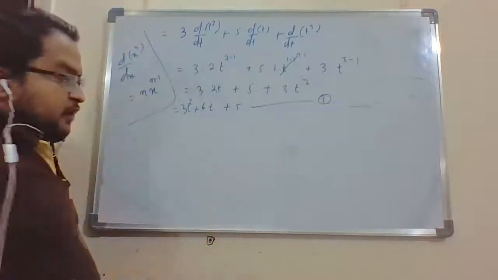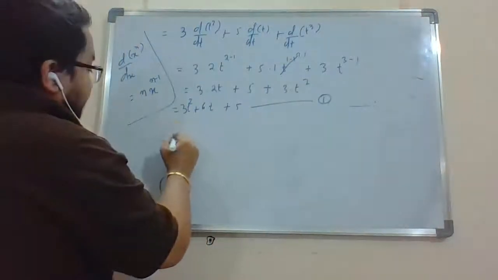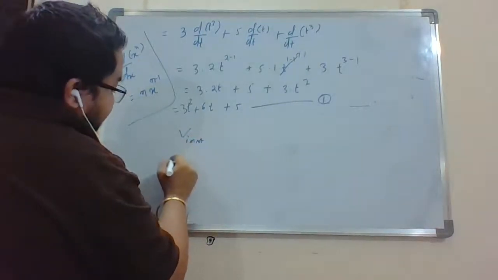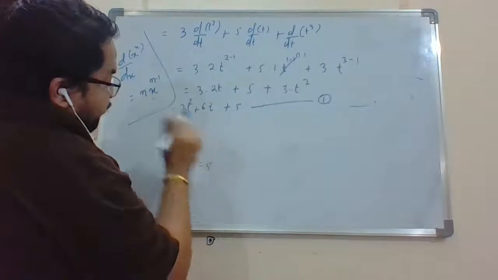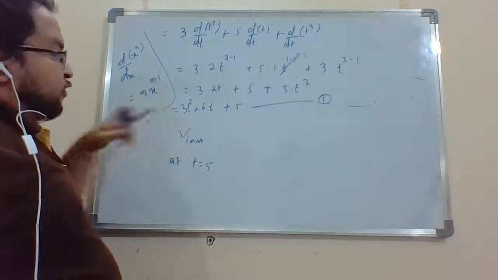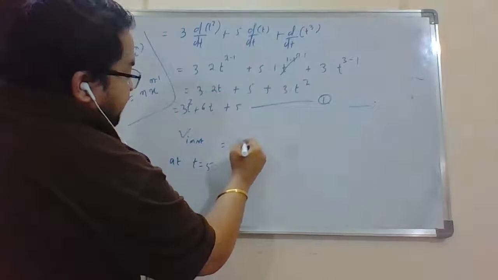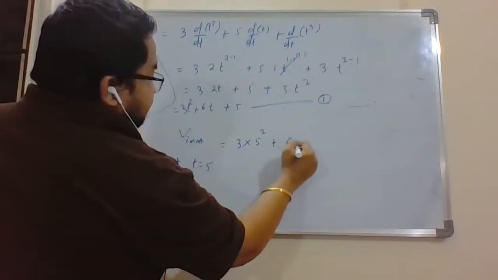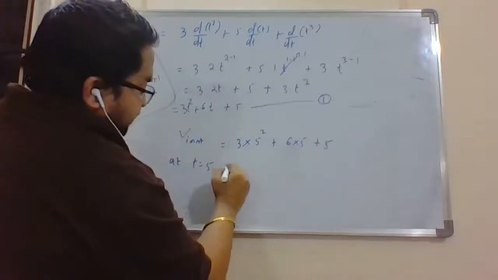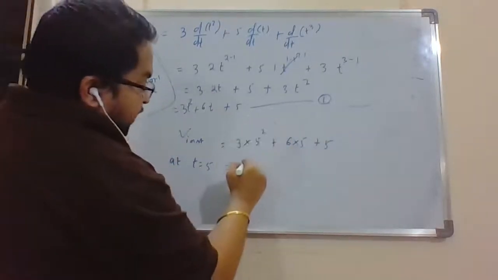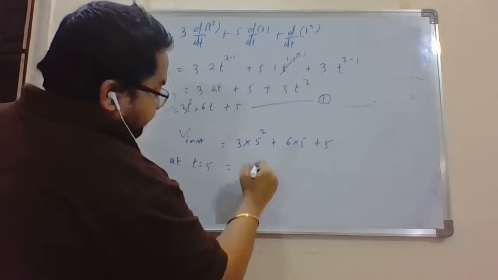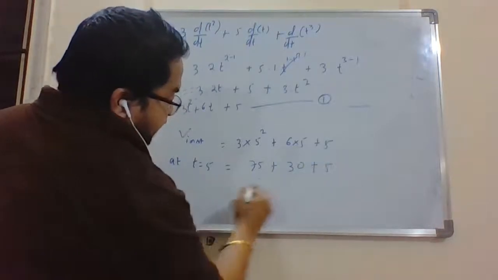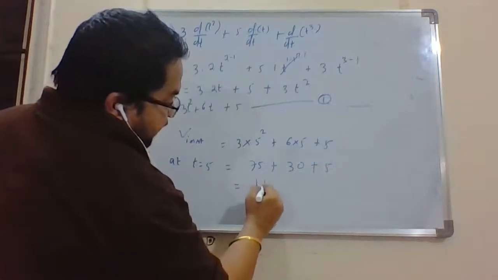And in my problem, it has asked me to find out v instantaneous at t equals 5. So I'll just put the value of t equals 5 and get the answer. So 3 into 5 squared plus 6 into 5 plus 5. That is nothing but 3 into 25 is 75, plus 30 plus 5, that is nothing but 110.